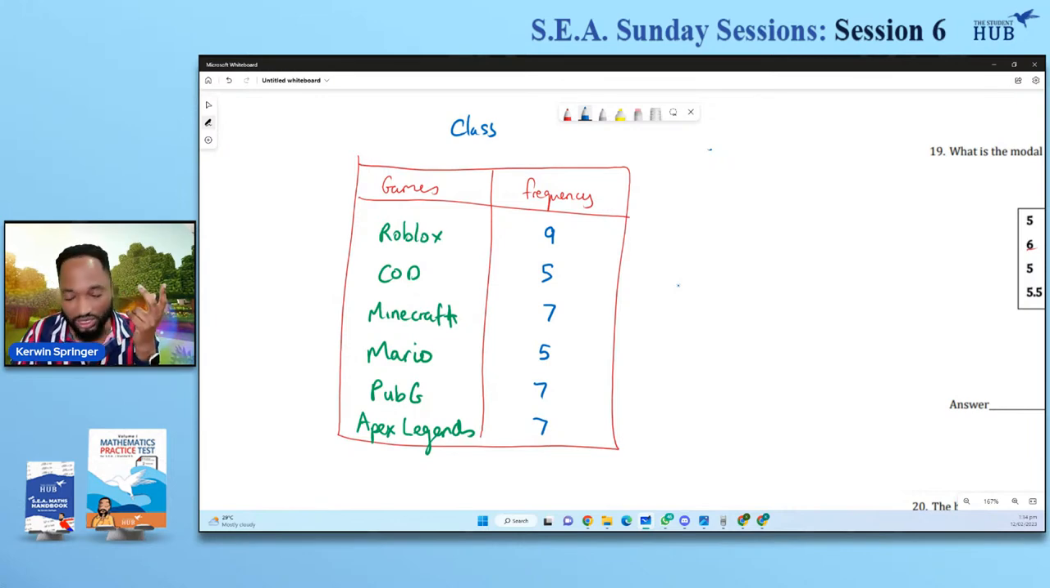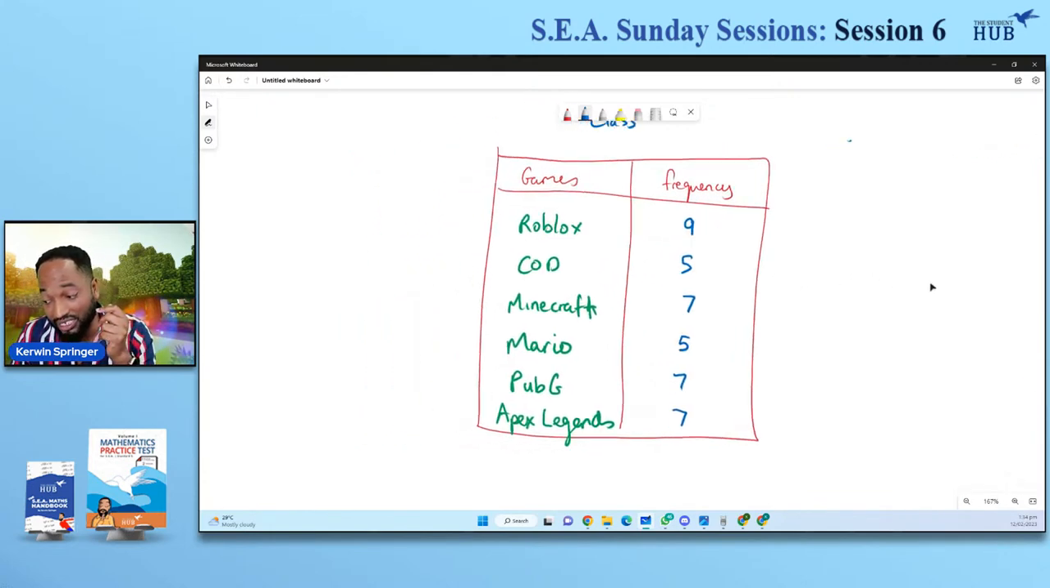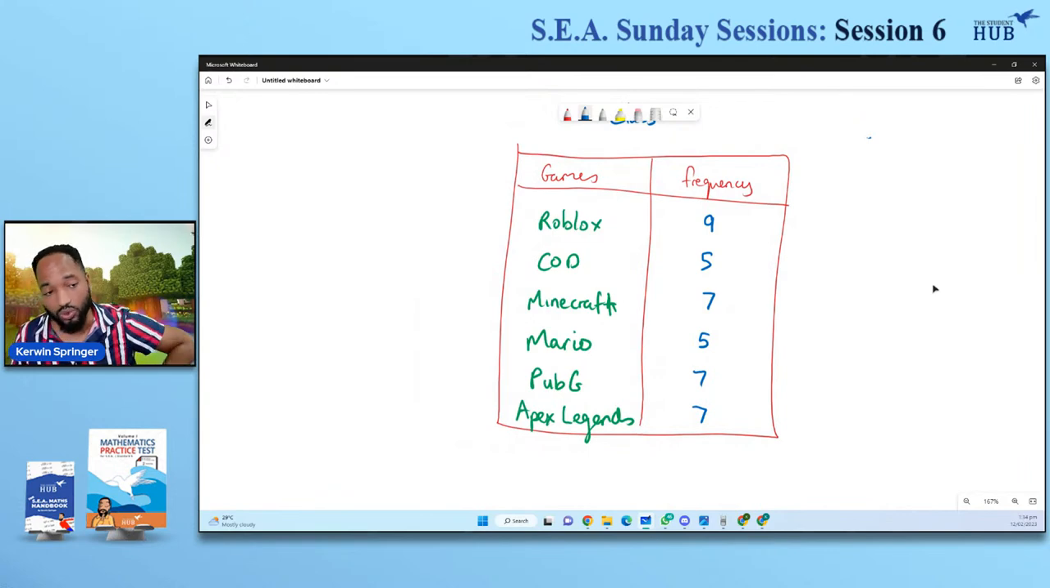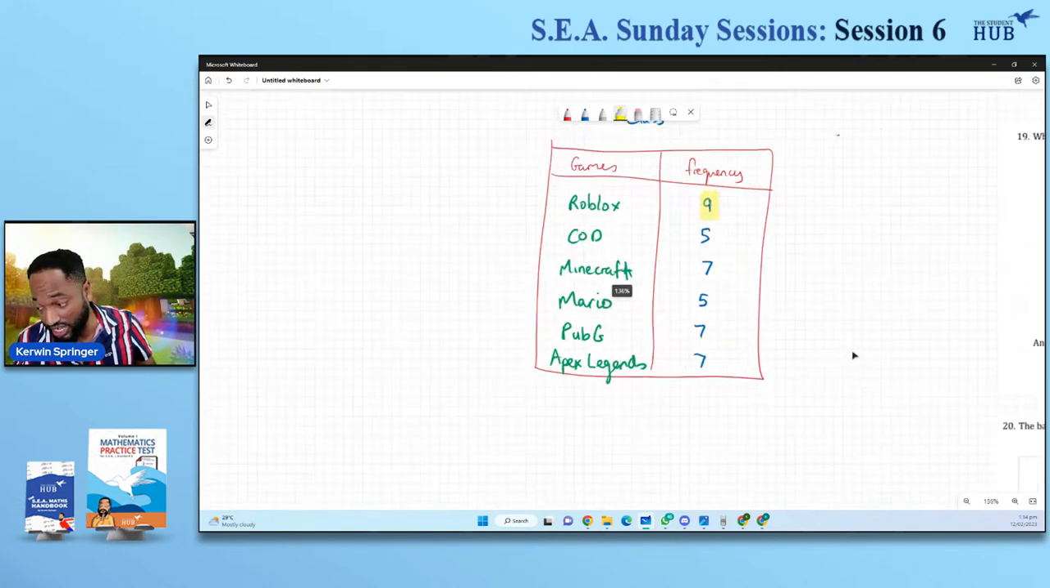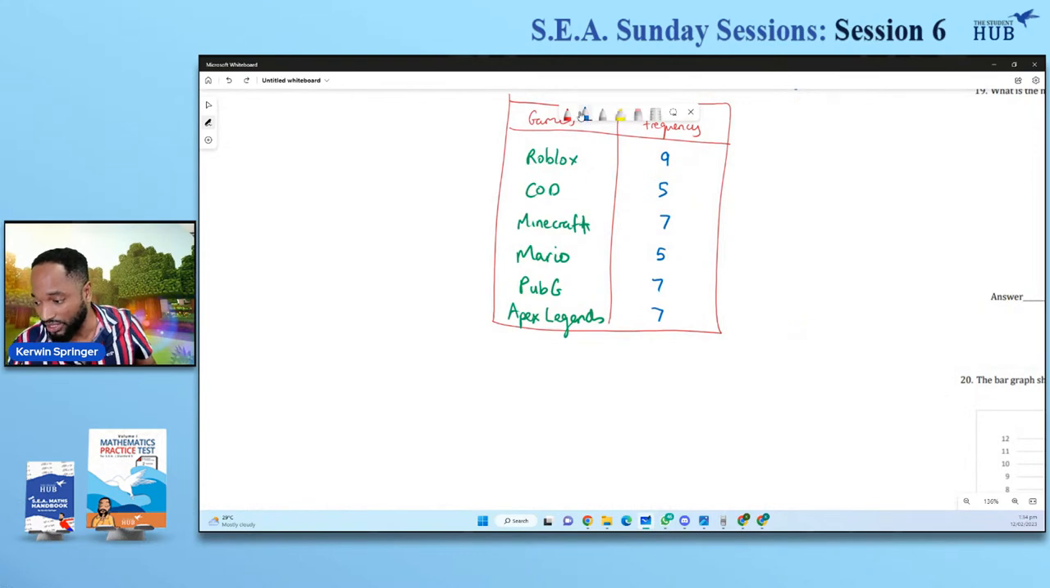Which one would you say is the mode? It depends on what they ask. Do you hear what I'm saying? In almost all situations, the answer could never be nine. So it depends on the question, right?